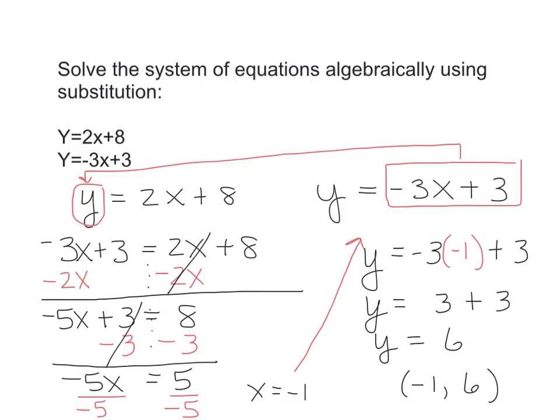In the second equation, we take negative 3 times negative 1. That would give us a positive 3. And 3 plus 3 gets us 6 again. So we know this works in both equations, and that's why we call it the solution to the system.